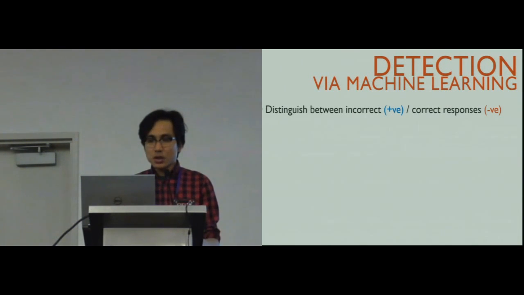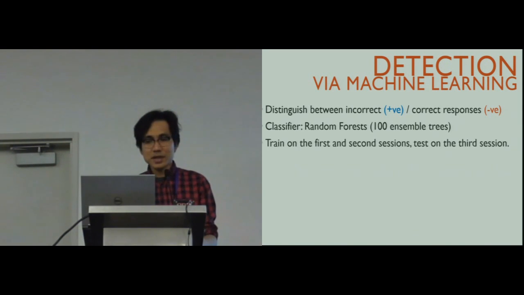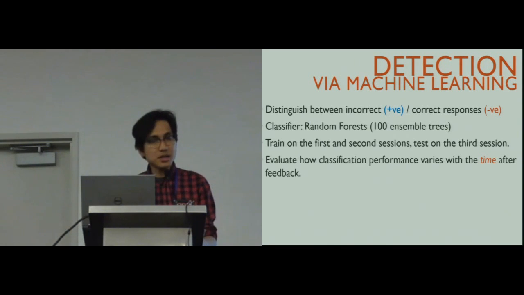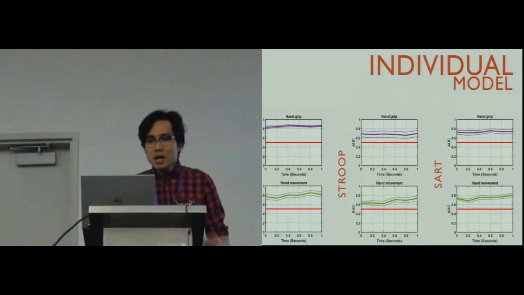All right, from the collected swipe data, the goal now is to distinguish between incorrect and correct swipe responses. So here we use a random forest classifier to detect swipe errors. To do so, we train the classifier with swipes collected in the first and second sessions and test it with the data collected in the third session. We evaluate our classification performance at different times after the feedback to see how the performance varies with time. We use four performance metrics: the area under the ROC curve, the accuracy, the false accept rate, and the false reject rate. We begin by showing the classification result of using an individual model. That is, we train the classifier using participant data from the first and second sessions and test it using data from the third session.